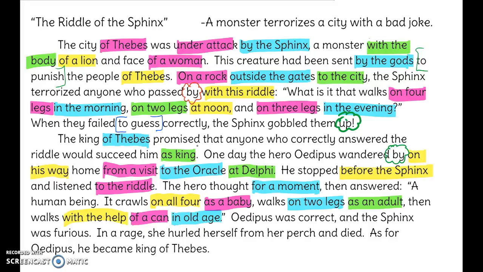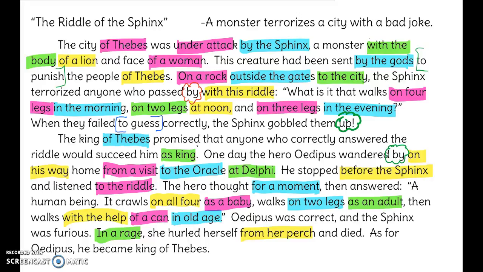Oedipus was correct, and the Sphinx was furious. I don't see anything there. In a rage, she hurled herself from her perch and died. See, in what? In a rage. From her perch. And then the last one.